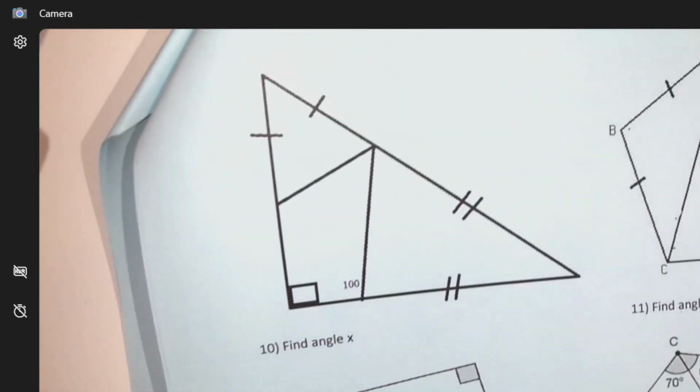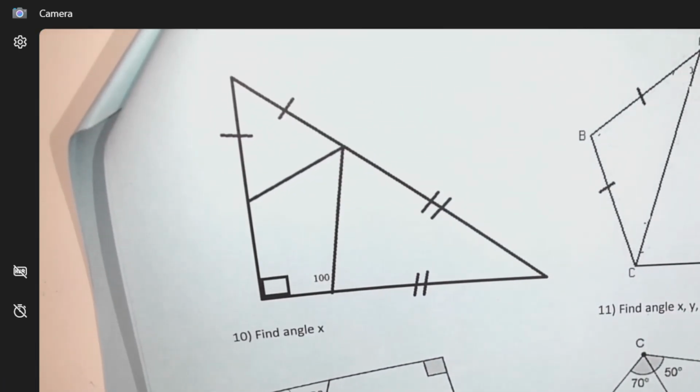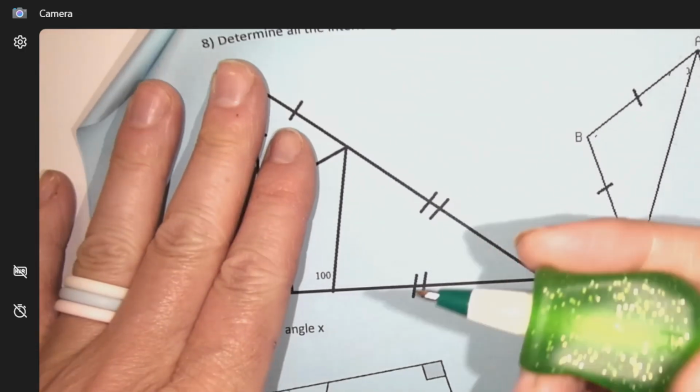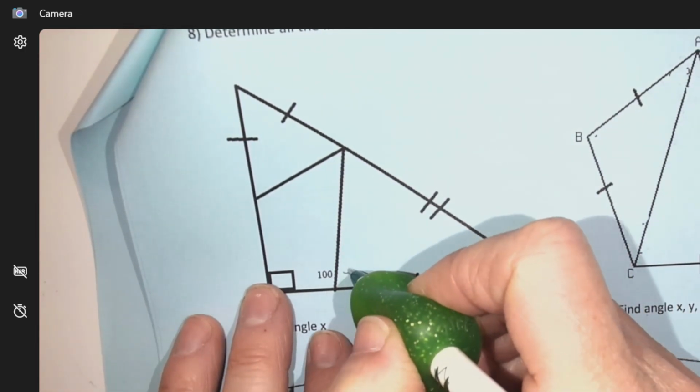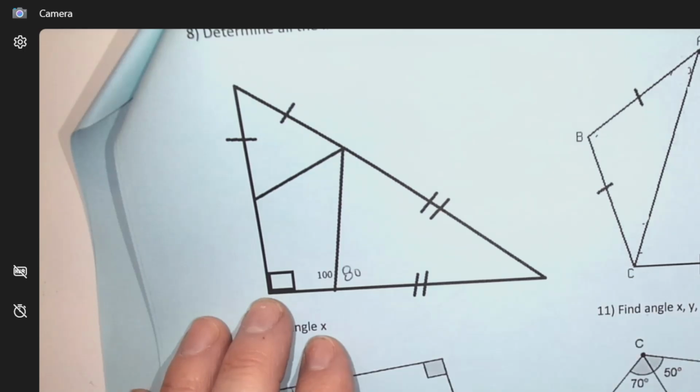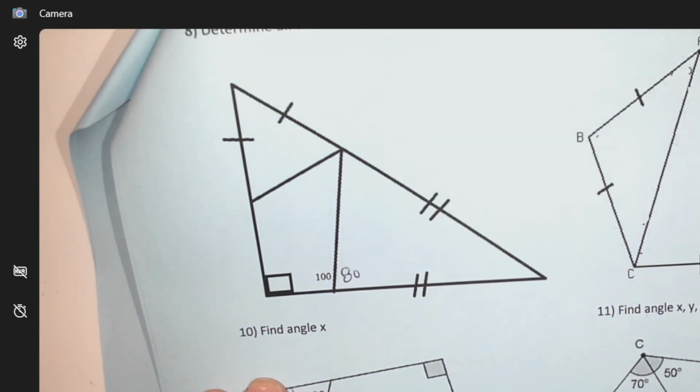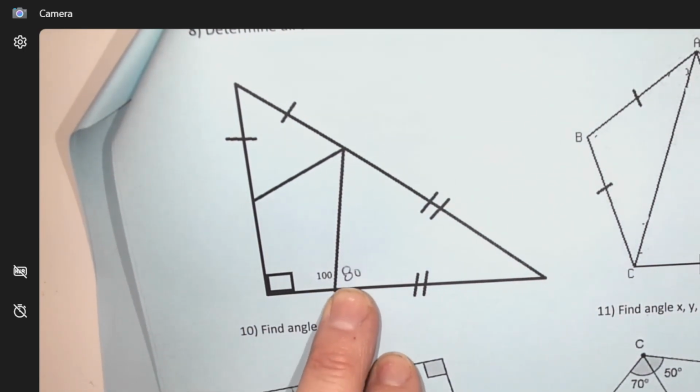So with angles, you need to know a couple properties. One property would be that beside each other on a line, you should get 180. So then this one is 80.